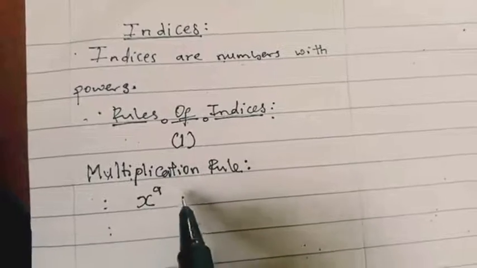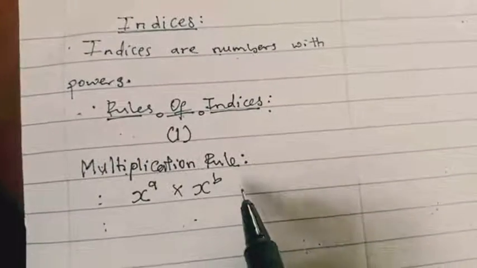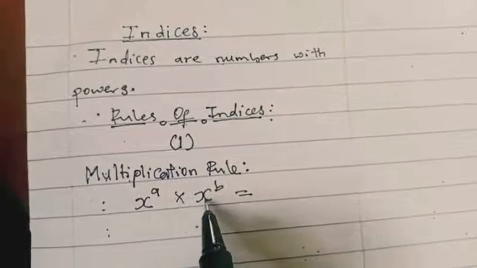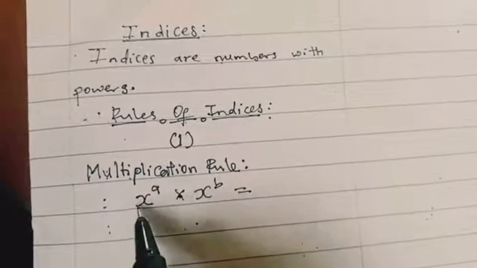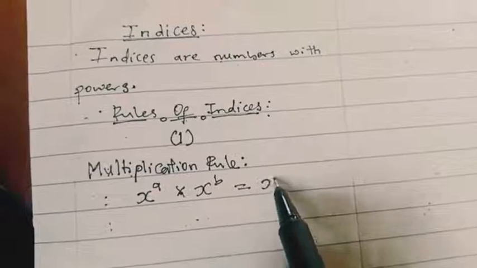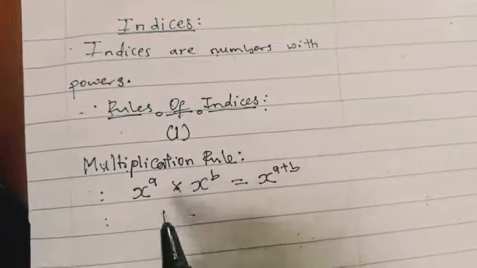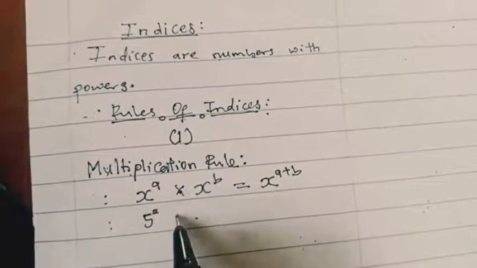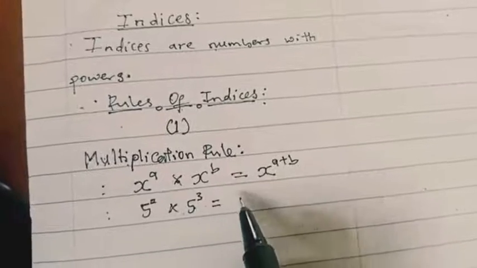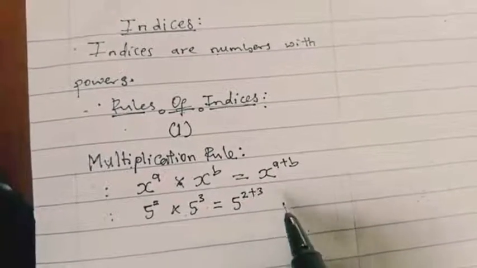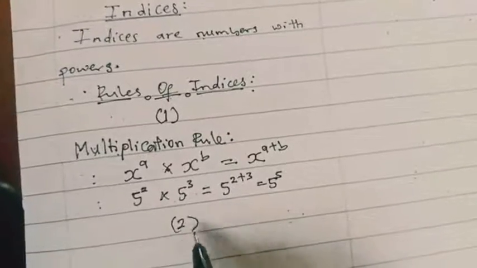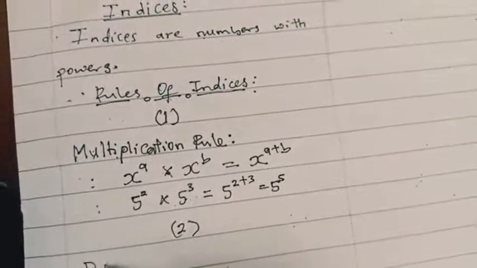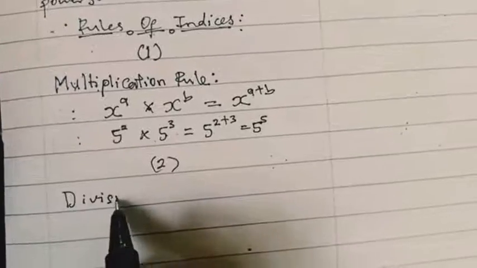Let's say you have two base numbers that are the same and they have different powers. We can combine these two into one base. So let us represent the base as x and the powers as a and b. We can turn it into x raised to power a plus b. That is, the multiplication turns into addition. So if you have something like 5 raised to power 2 times 5 raised to power 3, that will be equal to 5 raised to power 2 plus 3, which equals 5 raised to power 5.